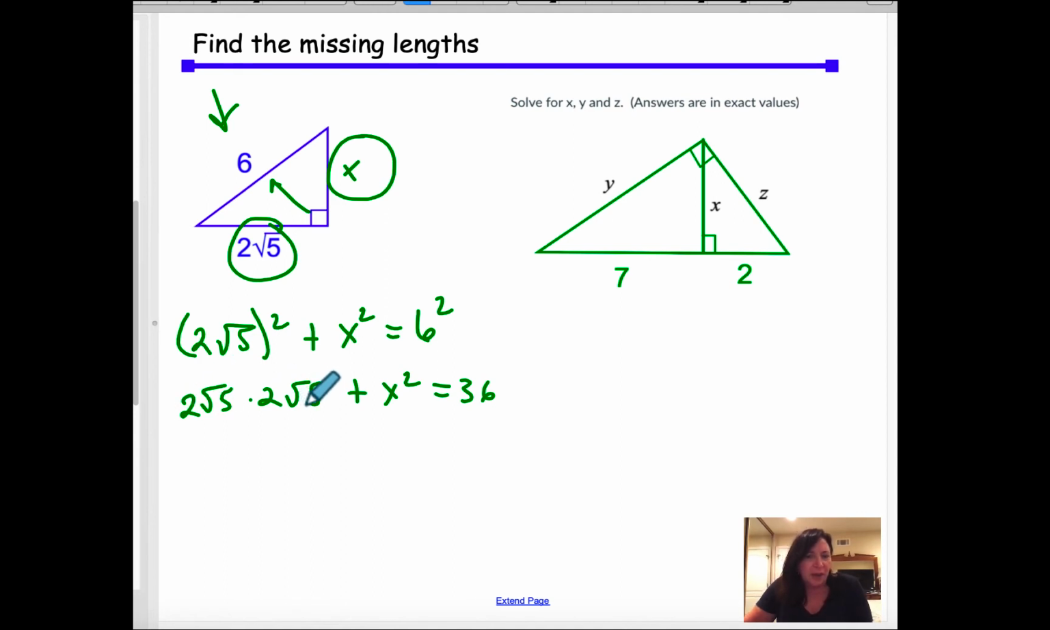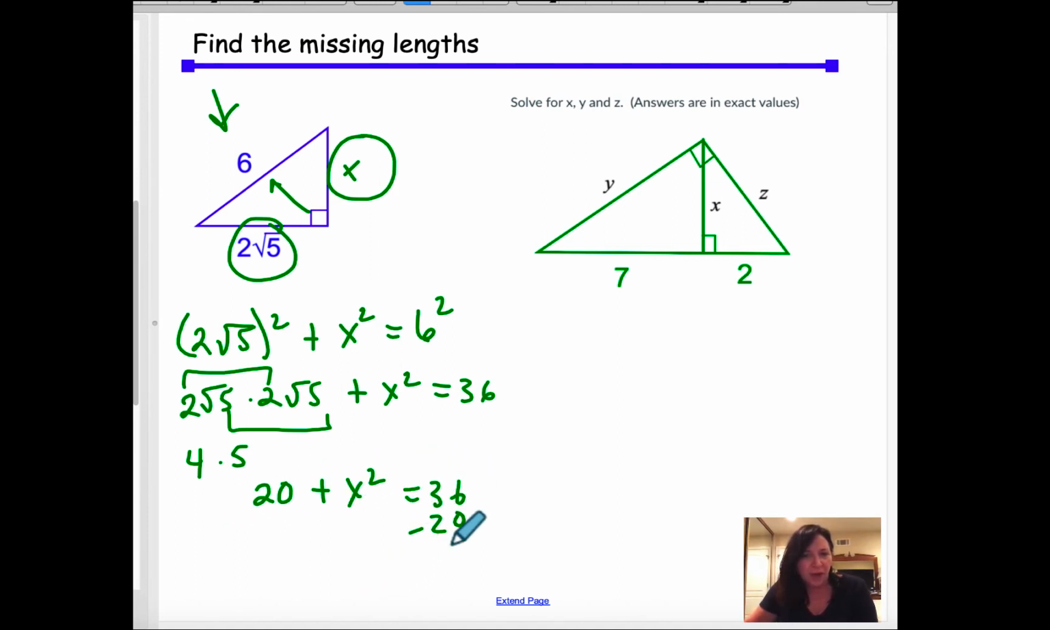So 2 root 5 times 2 root 5 is 2 times 2, which is 4. And then root 5 times root 5 is root 25, which is 5. So 4 times 5 is 20. So 20 plus x squared is equal to 36. I'm going to subtract 20 from both sides, and I get 16.